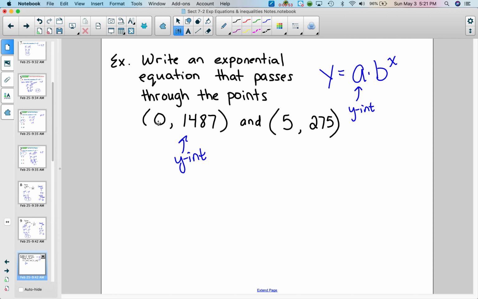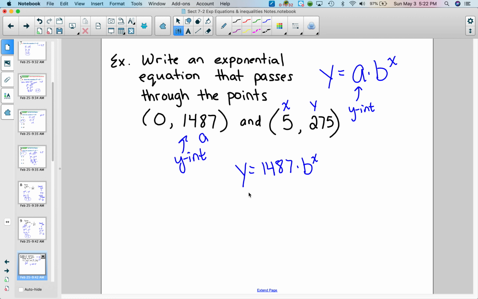How do you know that? Because the x-coordinate is 0. So basically, we're told that this is the value of a that gets plugged into my equation. So I'm going to have y equals 1,487 times b to the x power. This is the equation. Well, that's too many variables. I don't know what b is, but they give me an additional point, which means if I plug in a 5 for x and a 275 for y, because this has to make the equation true, I'll be able to solve for b, and that's what we actually have to do.